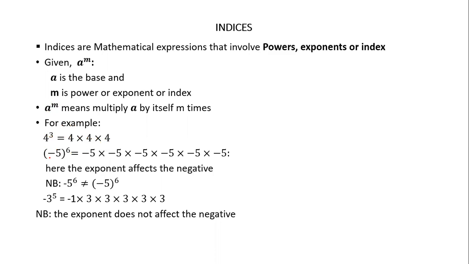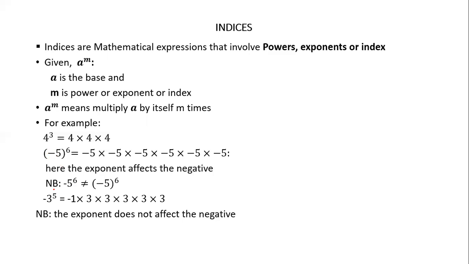Now if we have, in bracket, -5 all power 6, it means that we are going to multiply -5 by itself 6 times. So -5 times -5 times -5 times -5 times -5 times -5. Here the exponent affects the negative. That's why we have a negative inside the bracket.